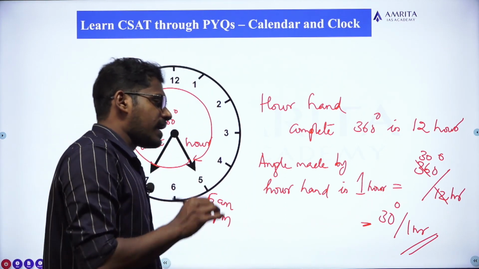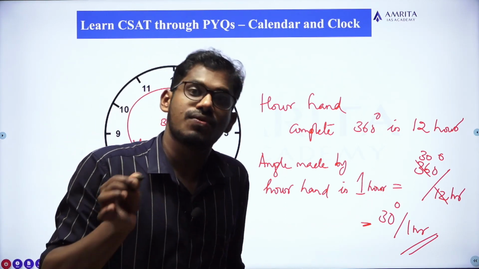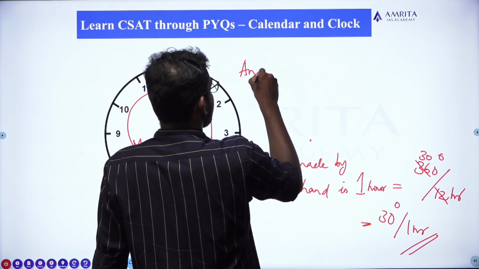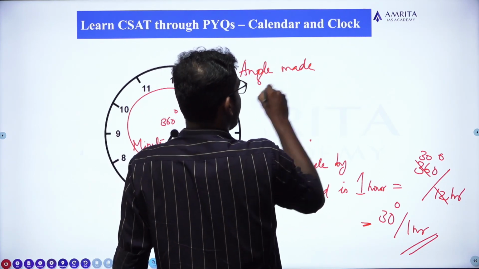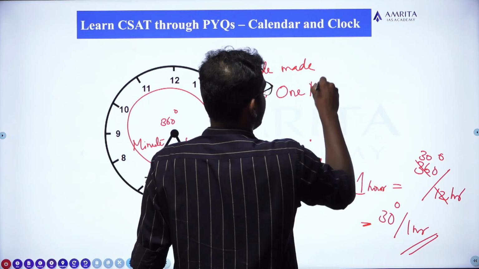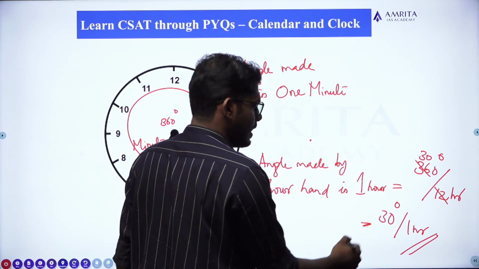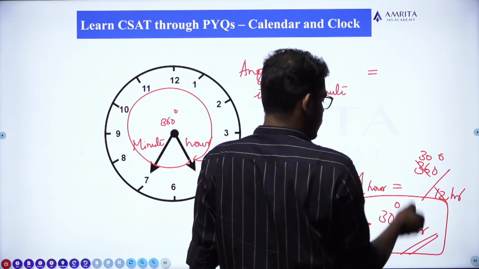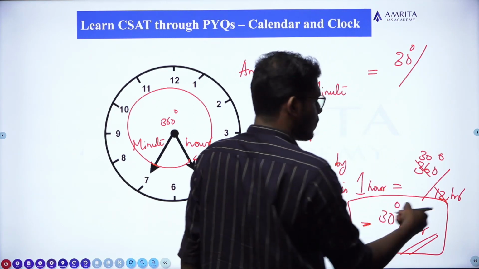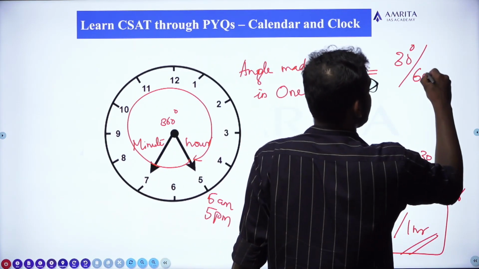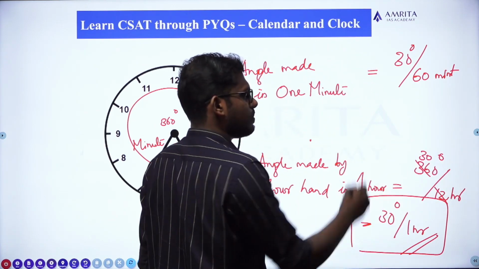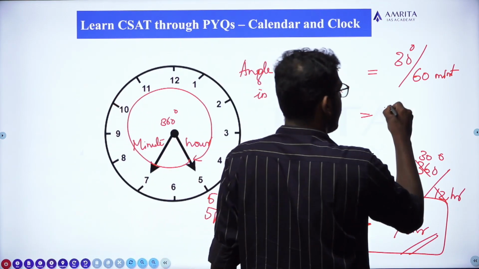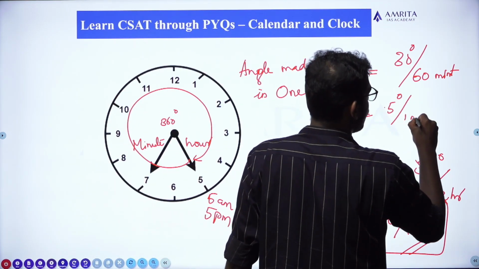Now if we have to find the angle made by the hour hand in 1 minute, how can we find that? The angle made by the hour hand in 1 hour is 30 degree. So this 30 degree divided by 1 hour, which can be written as 60 minutes. So we can write 30 degree per 60 minutes, that is 0.5 degree per 1 minute.